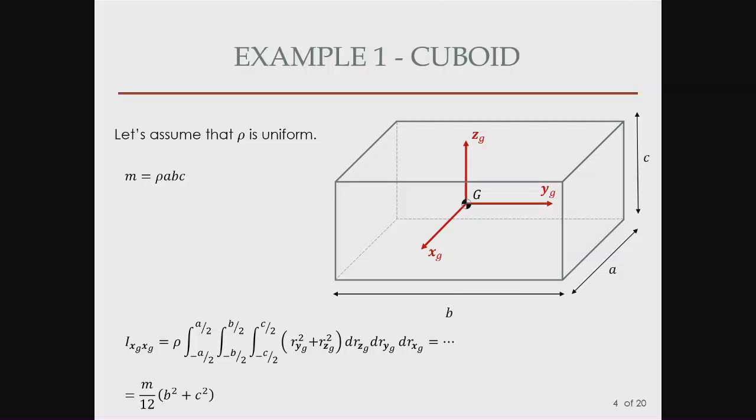Can I do from 0 to c? I cannot. 0 to c would mean my reference point is on the ground of this cuboid, so I cannot. My value for RZG is relative to point G, from G to P. And the values would go from negative c by 2 to positive c by 2. If you do from 0 to c, you will effectively calculate with respect to another point on the bottom of this cuboid.